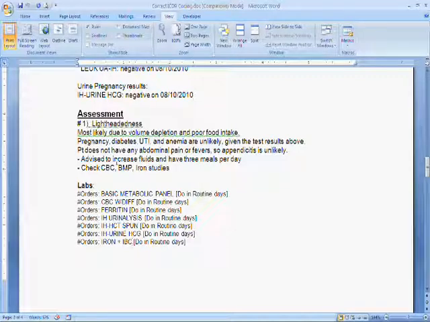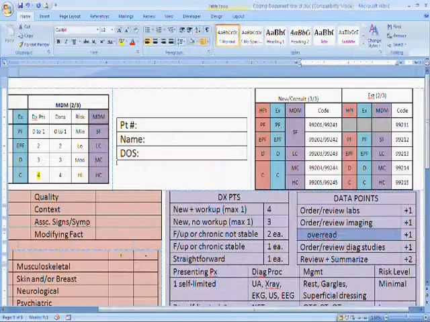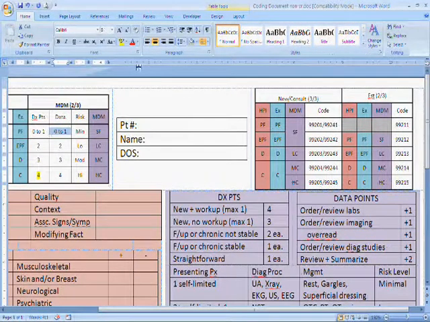But remember what I said, no matter how many labs you get, you still only get 1 point. So back on my worksheet, I'm going to highlight the 0 to 1 area. There we go.